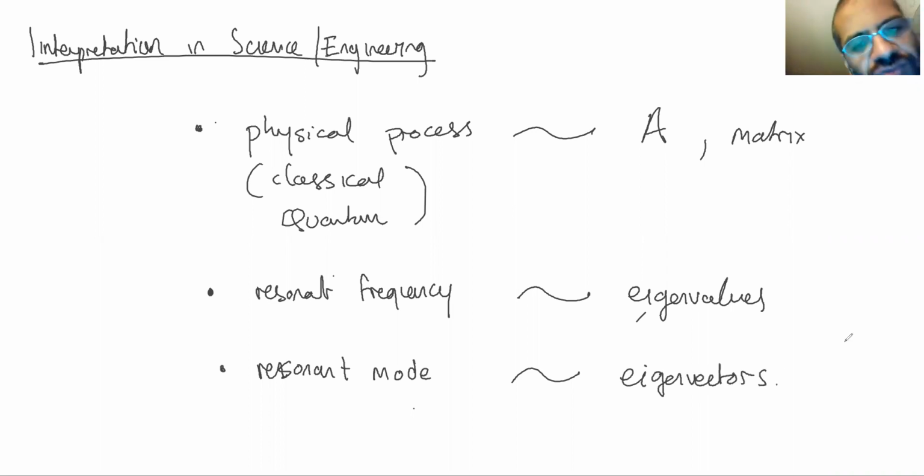So I mean, if you study science or engineering, you'll see lots of this later in your life. But eigenvalues have a physical meaning. They're these resonant frequencies of various physical systems.